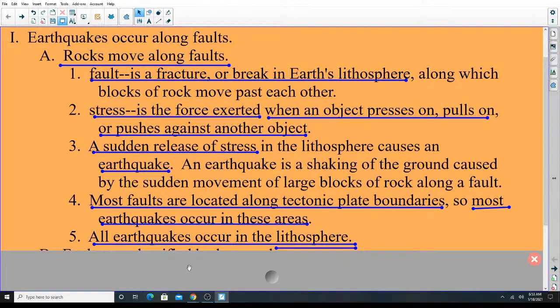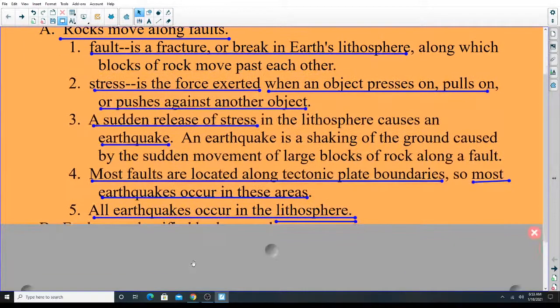And the main thing also is that earthquakes all take place in just the lithosphere. Just the lithosphere. Earthquakes don't dip down into the mantle. Earthquakes don't dip down into the asthenosphere. They only stay in that cooled, rigid rock area that we know as the lithosphere.